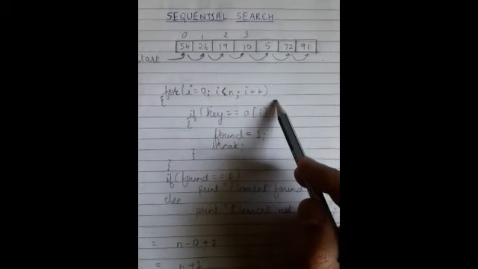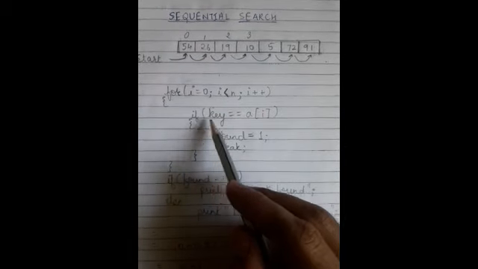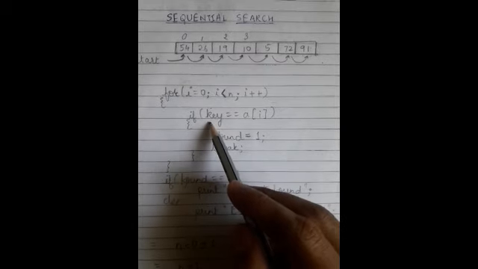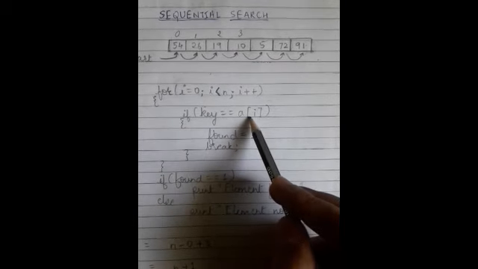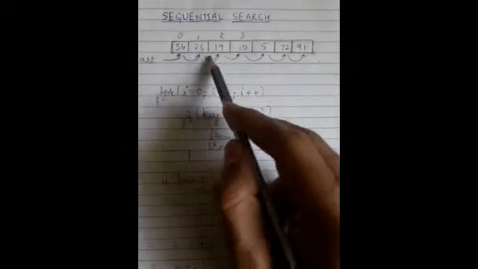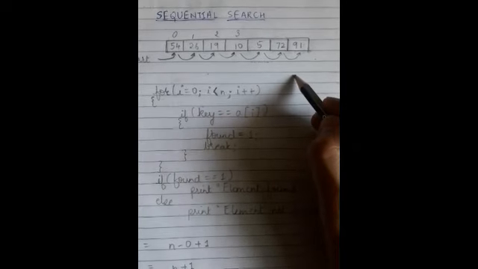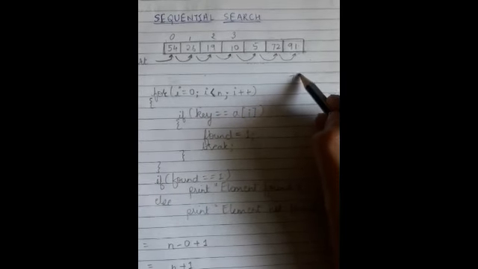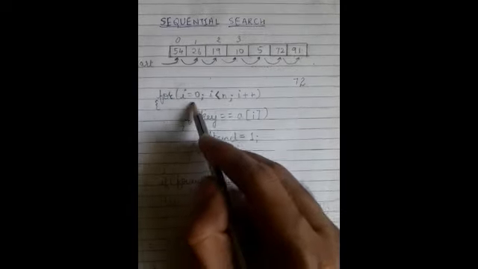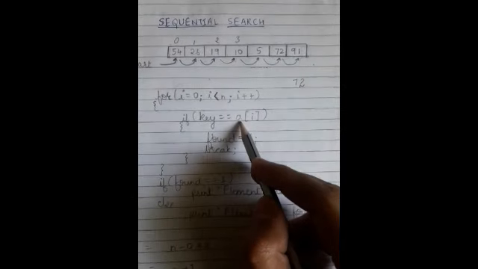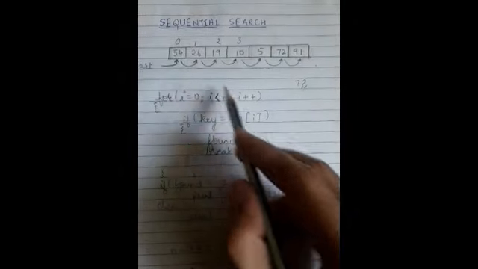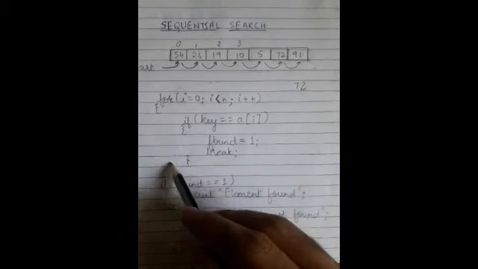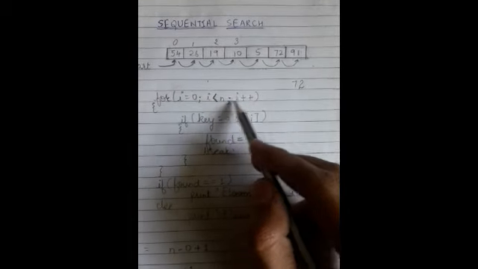So this is a simple function for sequential search. I have a for loop. Inside this for loop, I'm going to compare the key value with the array element present at every index. Suppose the key value I want is 72. I value is 0. Is 72 equal to A of I? A of 0 is 54. No, it is not found. So it will go back, I plus plus, I less than n.